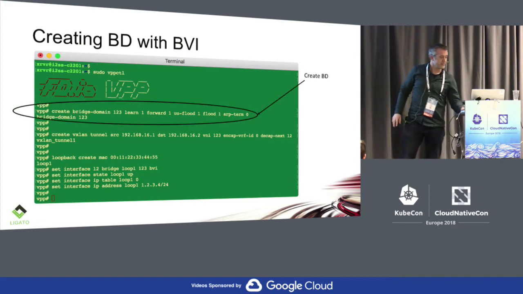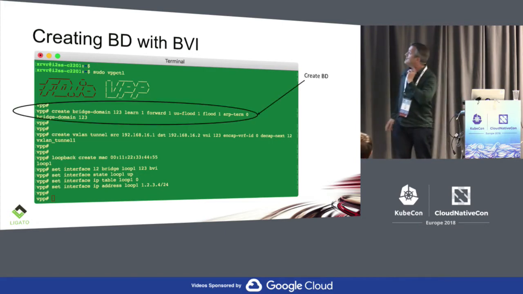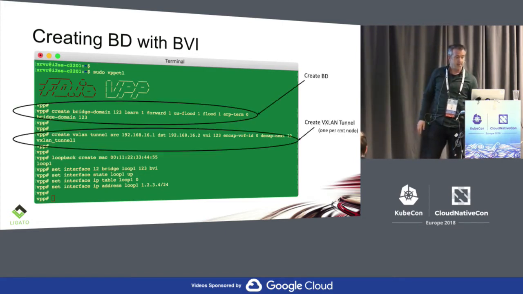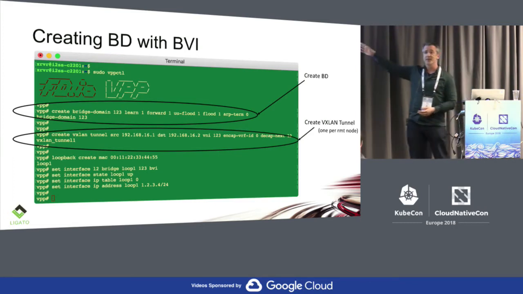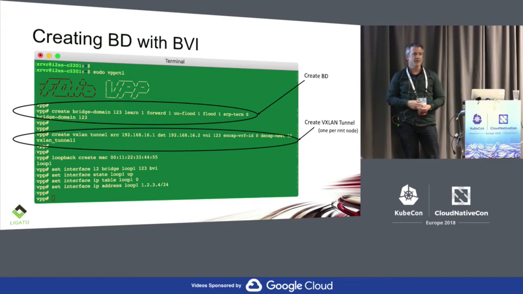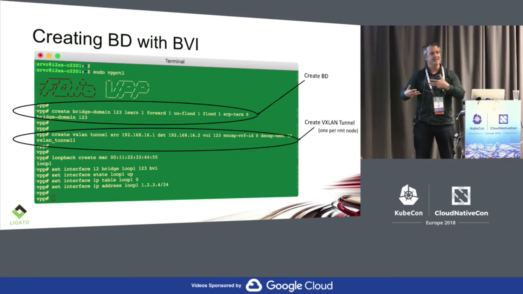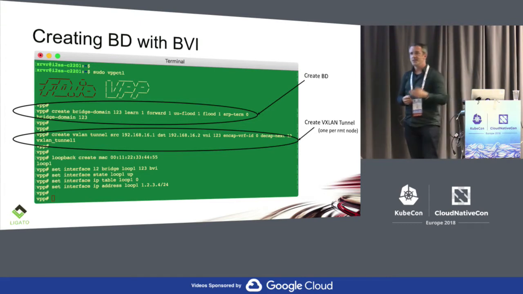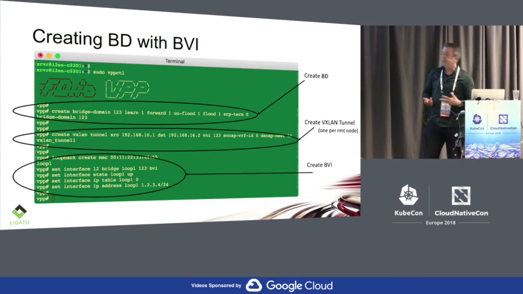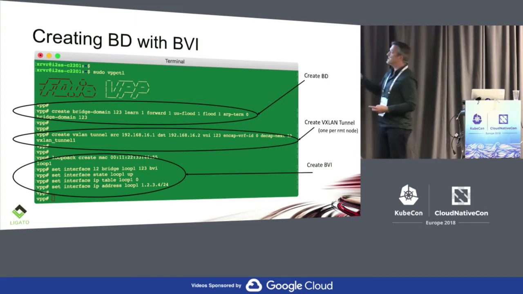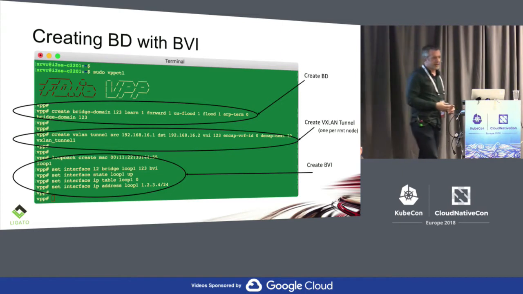Well, you start, of course, by creating that bridge domain. Then you attach a VXLAN tunnel to it, and you do one of those for each remote node in the mesh. And of course, when you're running this in a system, the system has to track nodes being added and deleted from the mesh and stitch those in at runtime. And then finally, we need to create the BVI, so we create a loopback interface, we tie it into our bridge instance, we give it an IP address, and away we go.